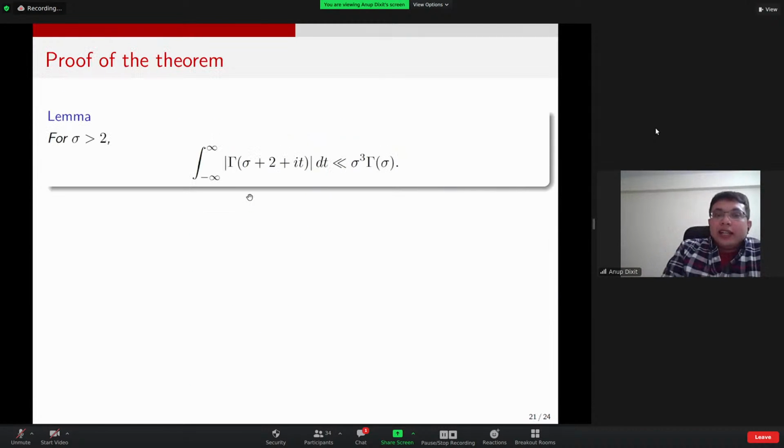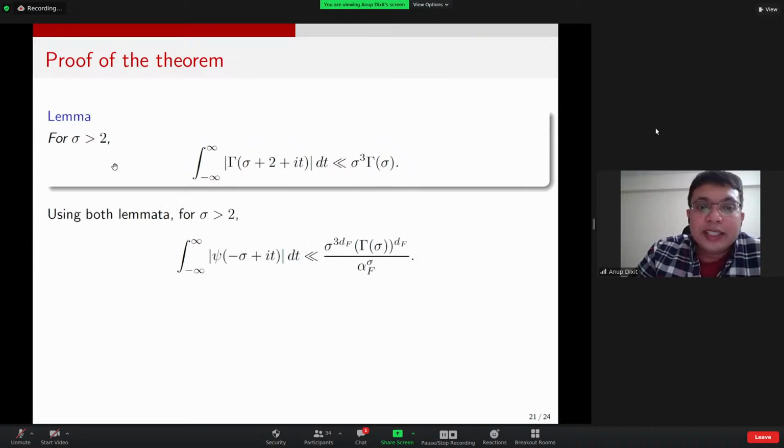Okay. And we also use this lemma, which is a property of the gamma function, not very difficult to show. The integral from minus infinity to infinity of the gamma function at (σ + it) is bounded by σ cubed times gamma of σ, where σ is greater than 2. Now, using both these lemmas, we would obtain the following: that the integral of the absolute value of ψ(−σ + it), where σ is greater than 2, remember that we had it on the negative axis, is bounded by this particular thing.